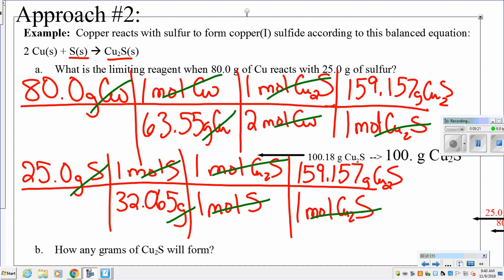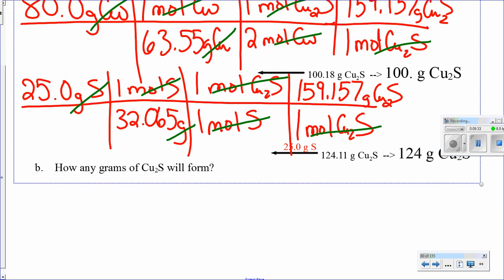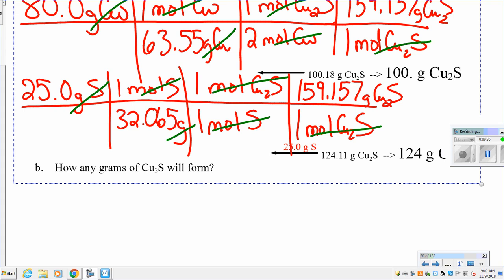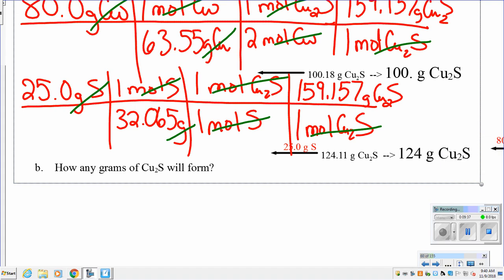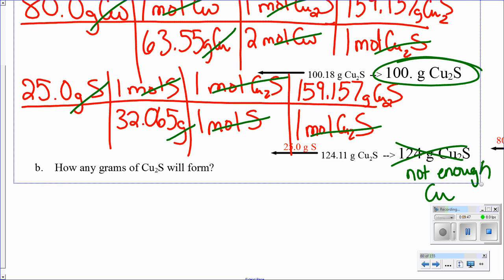So if you punch this into your calculator, this would allow you to make 124 grams of copper sulfate. So when you're answering the question of how many grams of copper sulfate are going to be made, you have to take into account that we don't really have enough copper to make this. So we don't have enough copper to actually make this many grams. So we are going to make 100 grams.